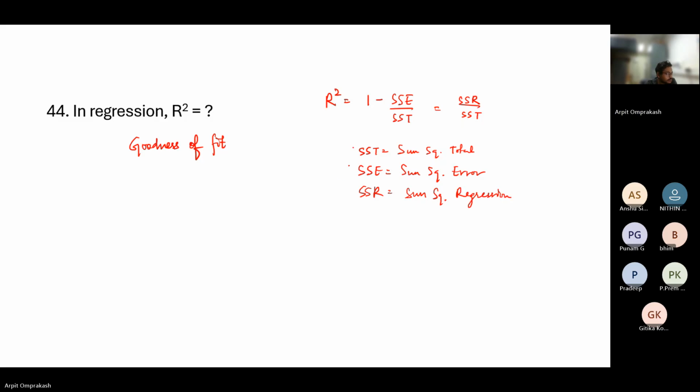Right. It basically tells us the goodness of fit and how much variance of y is explained by x. Right.